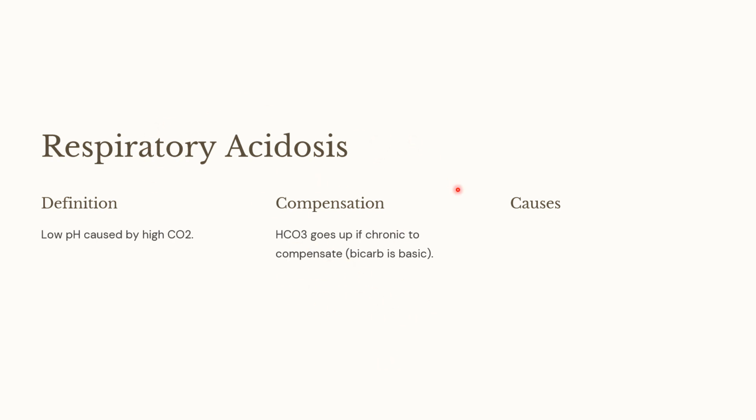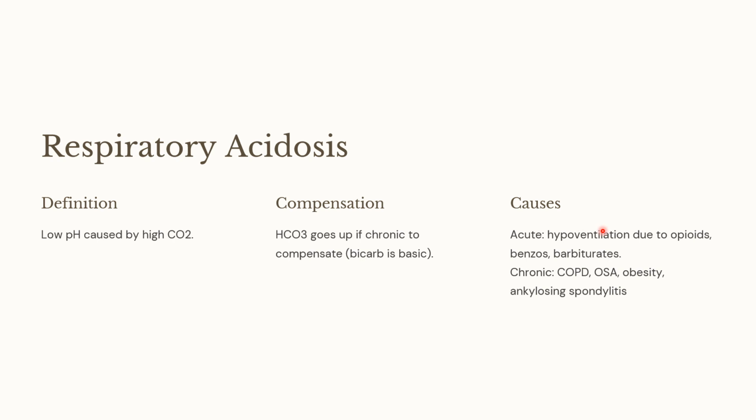So how does respiratory acidosis happen? It is caused by high carbon dioxide. So when the body has high carbon dioxide, it means the body is hypoventilating. It is not ventilating and is not able to let out all the carbon dioxide which the body produces. So that happens with hypoventilation due to opioids, benzodiazepines and barbiturates, where the patient is not ventilating adequately.